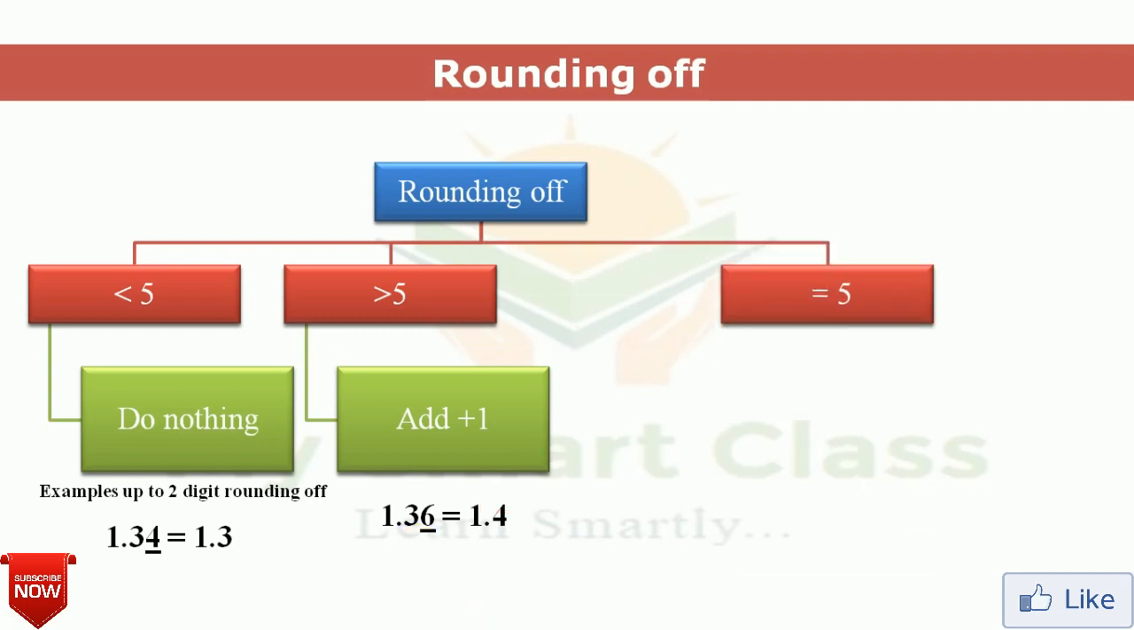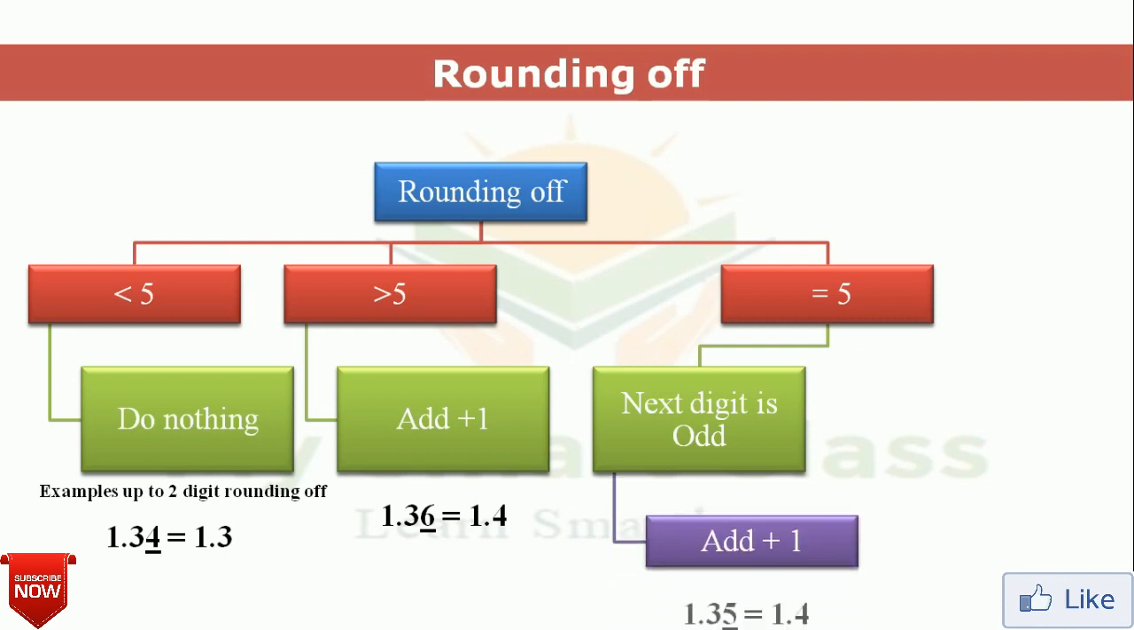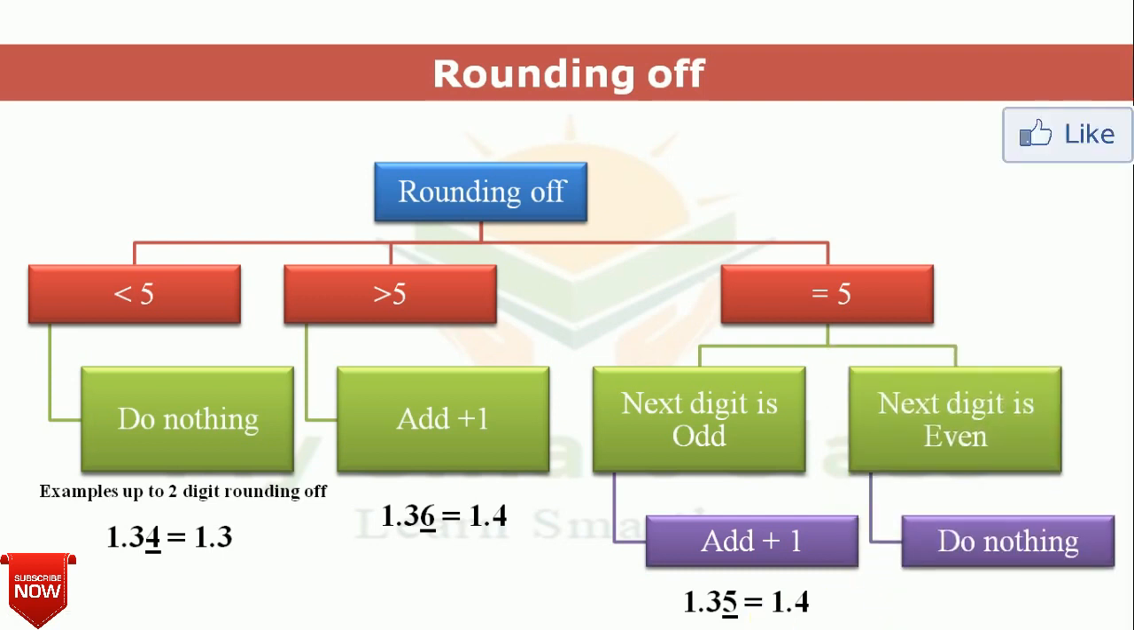But what happens if your digit is equal to 5? Then we have to see if the next number is odd, then we have to add 1, like 1.35, and we want to remove this 5. So what is the next number? Odd. So we have to add 0.1 to that. So our answer becomes 1.4. And if that digit is even, then we have to do nothing, like 1.45, and if you want to remove this 5, we do nothing because it is even. So this is about rounding off.